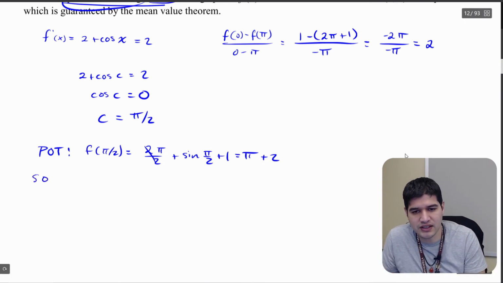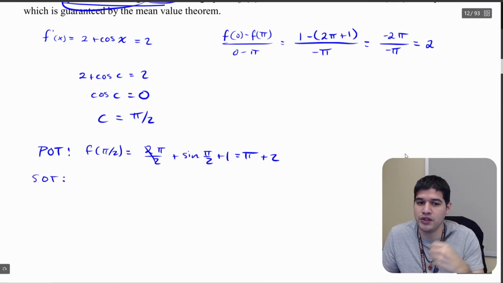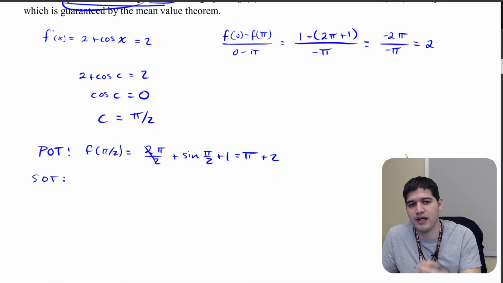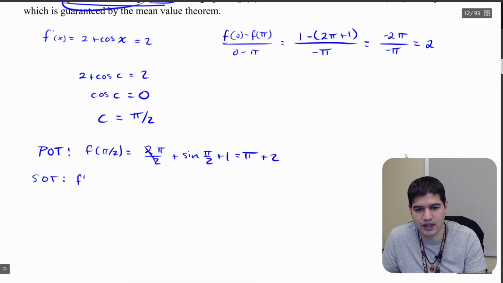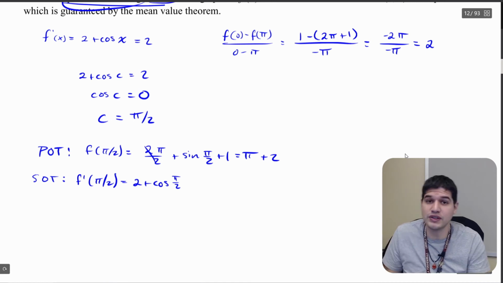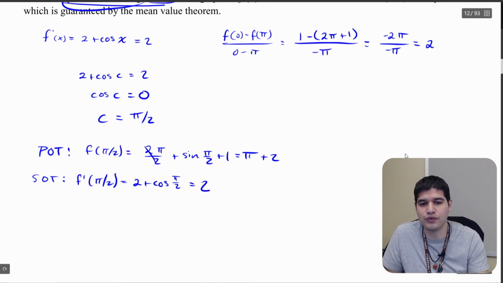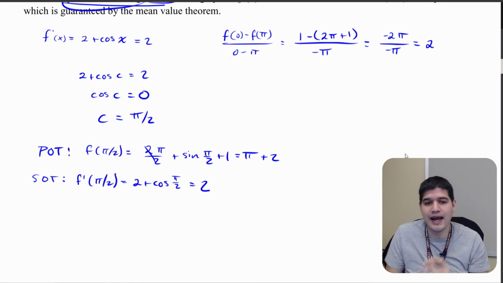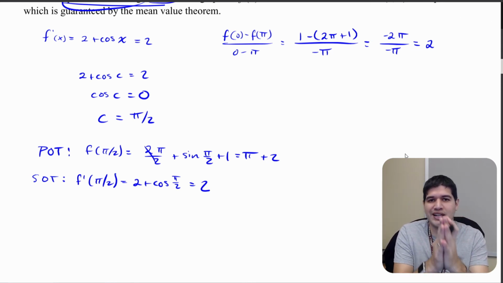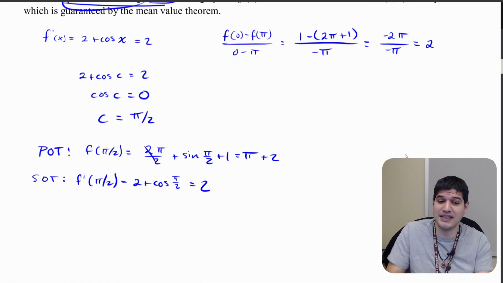Now let's find the slope of the tangent line. In order to do that, we need to find f prime of pi over 2. So f prime of pi over 2, let's see, that's going to be 2 plus cosine of pi over 2. Cosine of pi over 2 is 0, so this is going to equal 2 for that slope. Now I have enough information to write the equation for my tangent line.